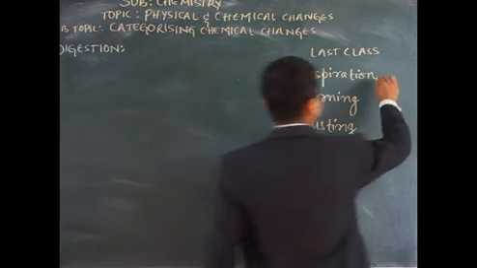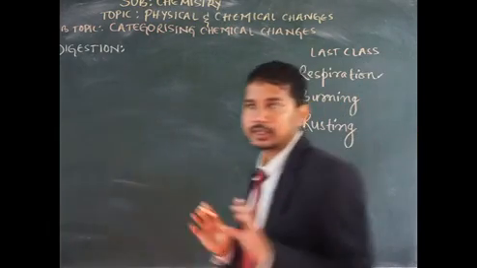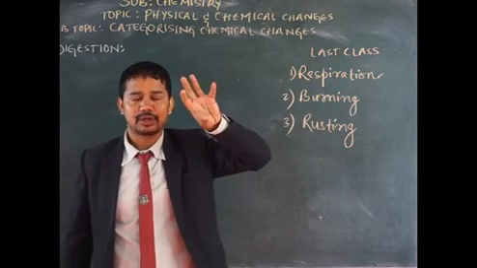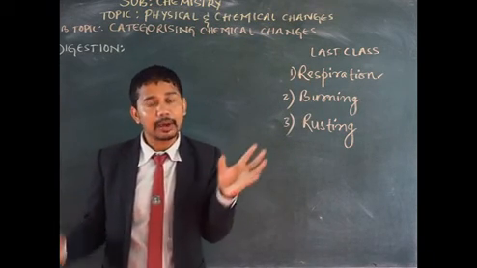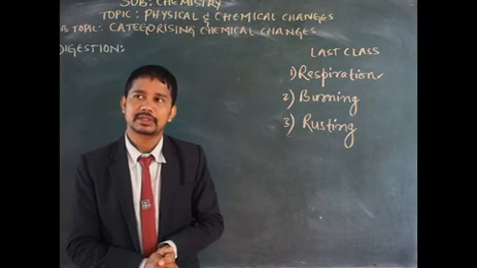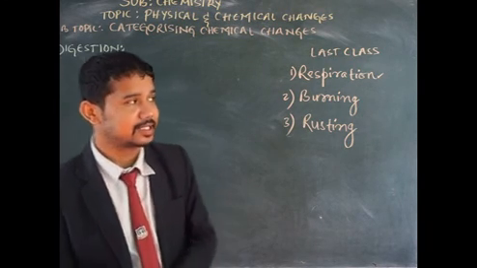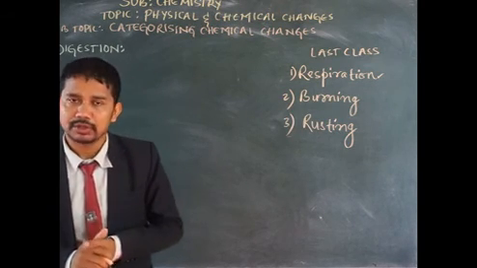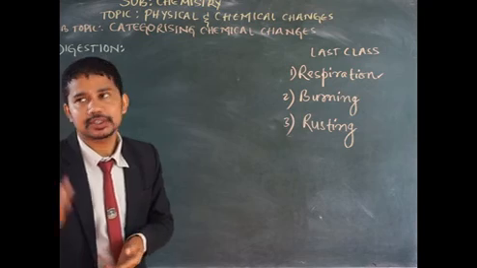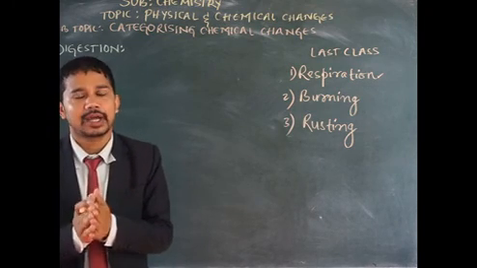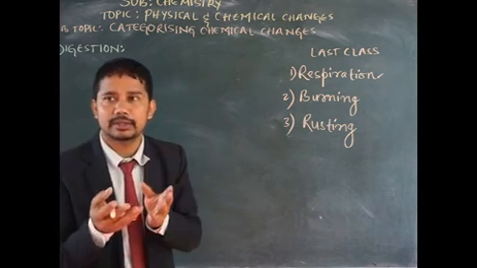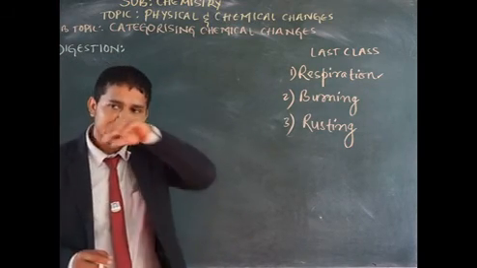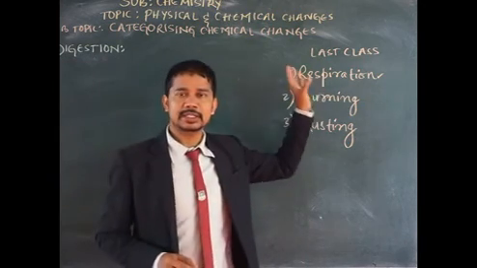Respiration is a chemical change in which digested food combines with oxygen to give us heat, with carbon dioxide and water vapor as byproducts. That means carbon dioxide and water vapor are also formed. Since the chemical composition is changing, the oxidized food cannot go back to the original state. That's why it's a chemical change. And since we are getting heat, that means heat is released in this process.